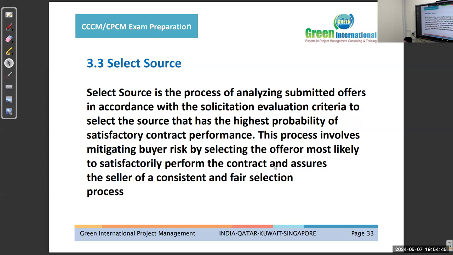Select source. Now this figure is 3.3. This competence is 3.3, Select source.